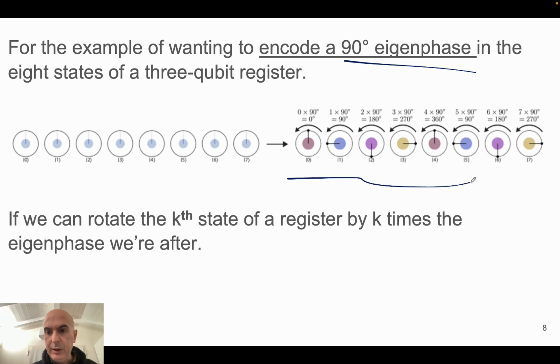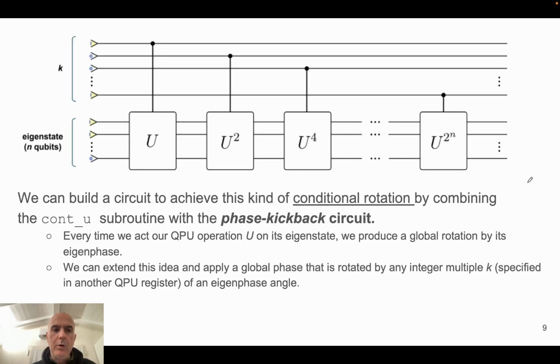For example, if we want to encode a 90-degree eigenphase in the 8 states of a 3-qubit register, as depicted in these slides, we can rotate the kth state of a register by k times the eigenphase we are after. We can build a circuit to achieve this kind of conditional rotation by combining the control U subroutine with the phase kickback circuit.